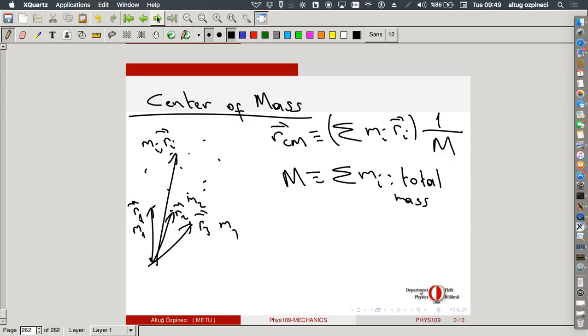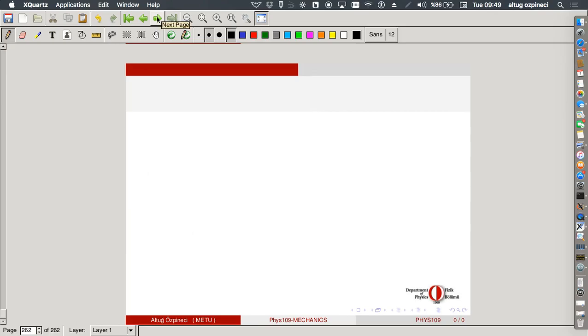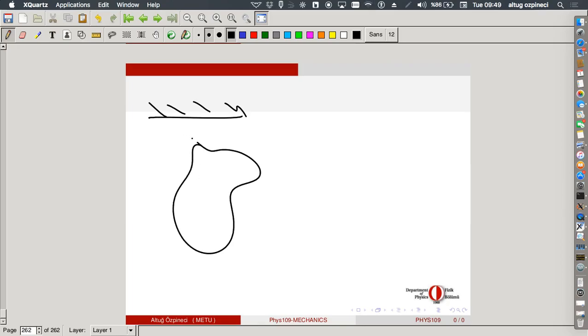Now, another way, if you have an arbitrary shaped object, is to just hang it from the wall. You say, this is my object. Just hang it from this side. Now, the center of mass of this object will be on this line. Because if you hold it like this, it just rotates. If you hold it like this, it rotates. It won't rotate only when the center of mass is just below this string.